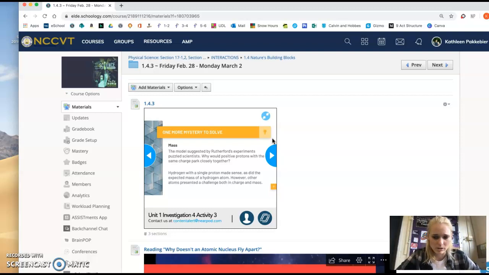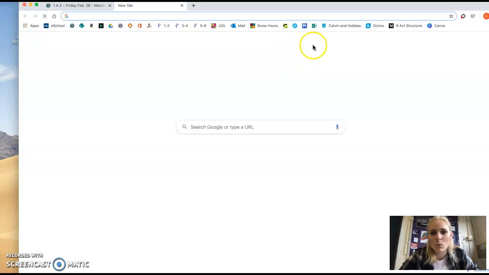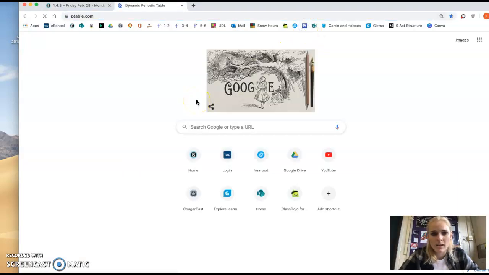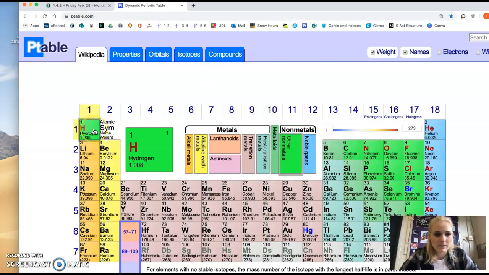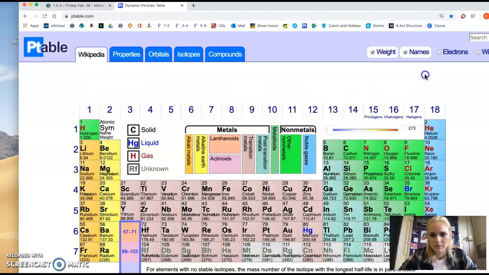So he looked at hydrogen, because hydrogen is actually just one proton. Hydrogen is the smallest atom, and it makes sense, right? Hydrogen has a mass of 1, basically. If you look at it on your periodic table, hydrogen's got a mass of pretty close to 1. Right there, 1.008 is the mass of hydrogen. So that makes sense. It's got 1 proton.